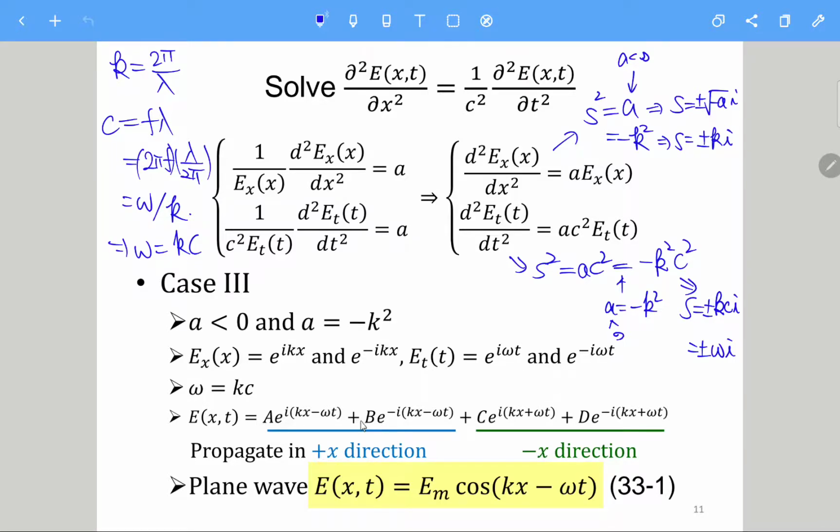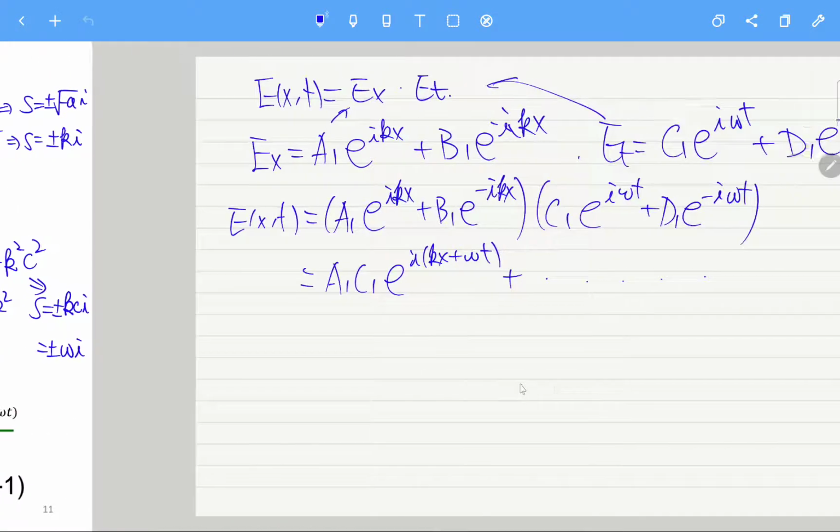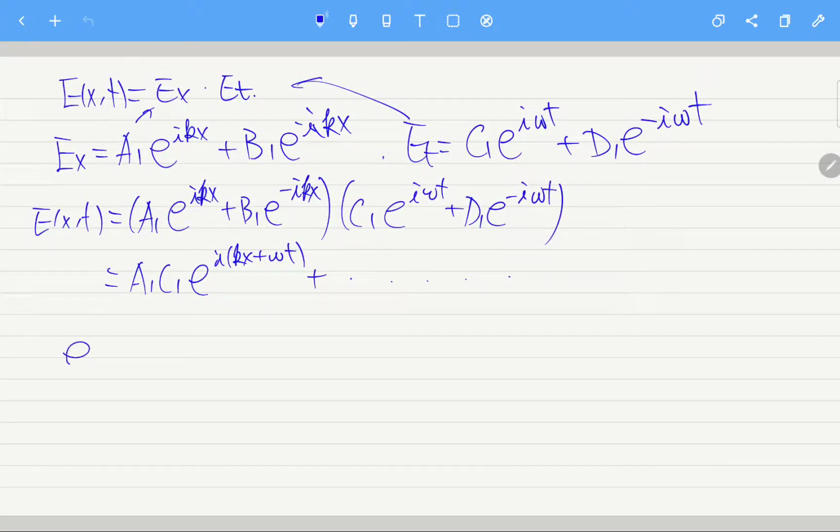Okay, so we have these four terms, and the physical meaning of these four terms is that this one refers to the wave propagating in the x direction. This one refers to the wave propagating in the negative x direction. It's because we have a minus sign inside, so it refers to the positive x direction, which feels like if t is larger, x should be larger to remain the phase. Because you can simply imagine an exponential of i(kx minus omega t), something like this.